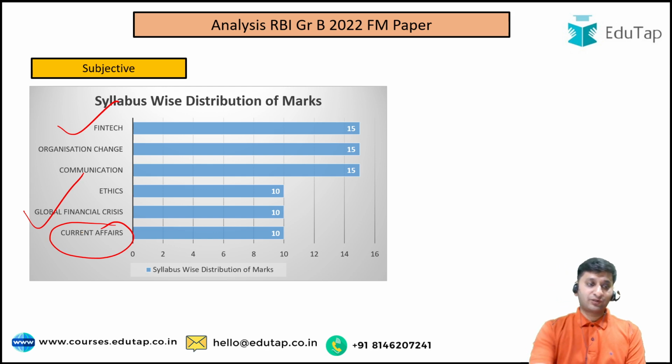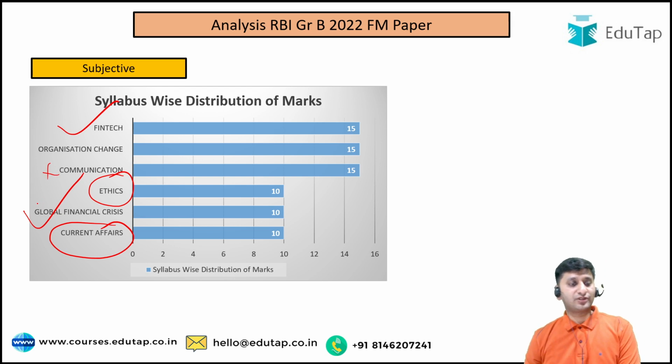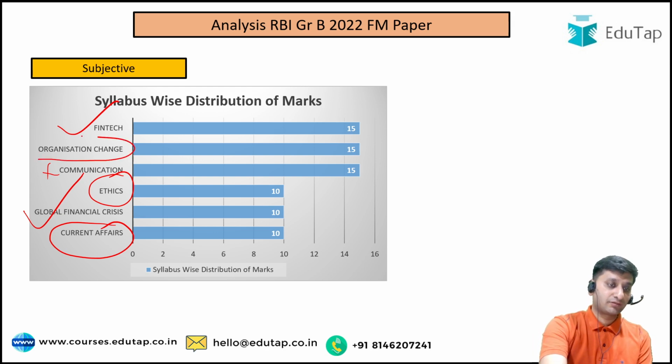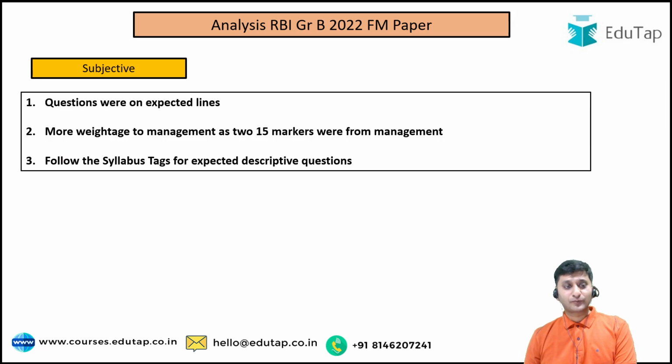In management, ethics was always important. Communication, maybe it was a surprise. I was expecting that they won't ask anything from communication, but they did ask. Then organizational change, this was also important and they did ask it, right? So again, I think this is the maximum they could have done. Obviously, they could not have put one subjective question from each of the topics, because there were only 6 questions to be put, right?